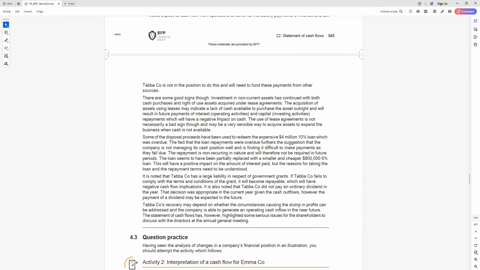And if you buy any non-current asset, there is also a payment for the right of use, because if I take a lease, there should be a lease payment every year. And if I start paying the lease payment, and you don't have enough money to pay the interest and tax, that will bring an additional burden for the company. The use of a lease agreement is not necessarily a bad sign, though; it may be a very sensible way to acquire assets to expand the business when cash is not available.